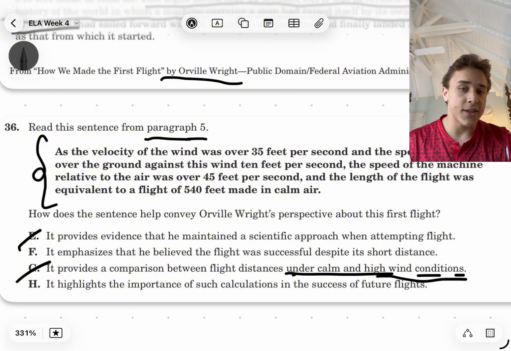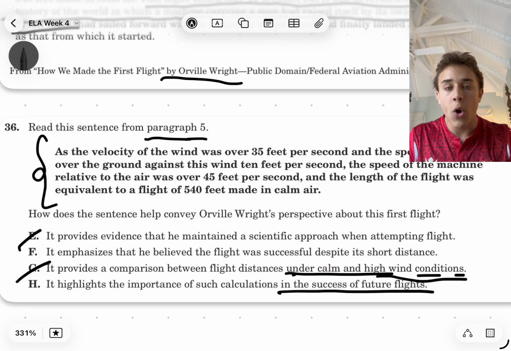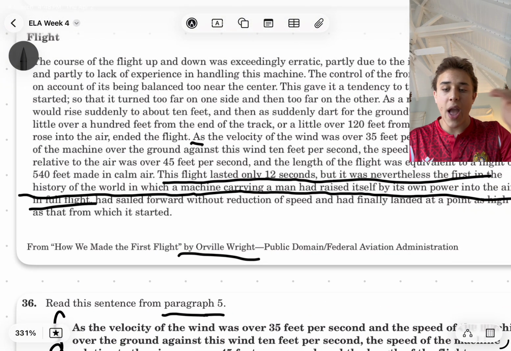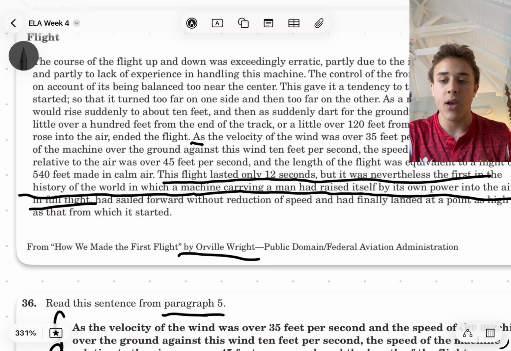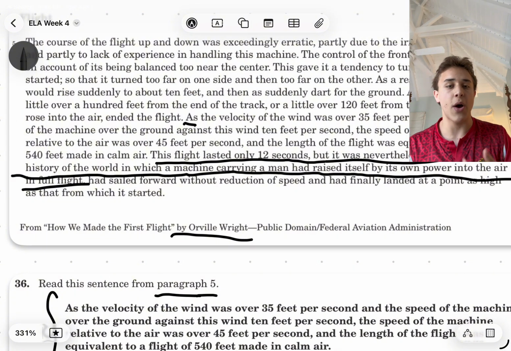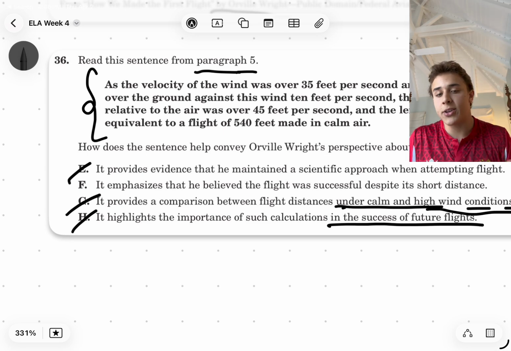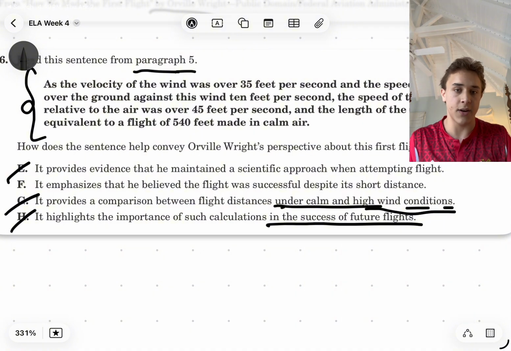And H is also incorrect because H mentions the importance of his calculations in the success of future flights. Well, we know that that's not correct because this passage, or any section later in this passage, does not talk about future flights. It's only talking about this specific flight. So although we, in retrospect, almost over 100 years later, know that this data was very important, he did not talk about the importance of this data.